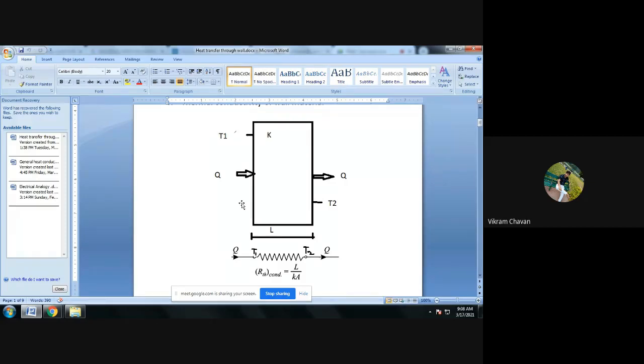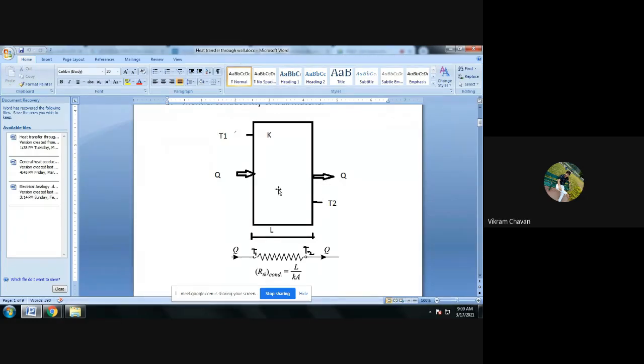Okay, and we have considered that one surface of the wall is maintained at T1 degree Celsius temperature, whereas the other surface is maintained at T2 degree Celsius. So here T1 is greater than T2. In the diagram we have shown it on the basis of a height from the base. So T1 is greater than T2, so heat will be transferred from the left hand surface to the right hand surface, and that amount of heat transfer is Q. So the total amount of heat transferred is equal to Q.